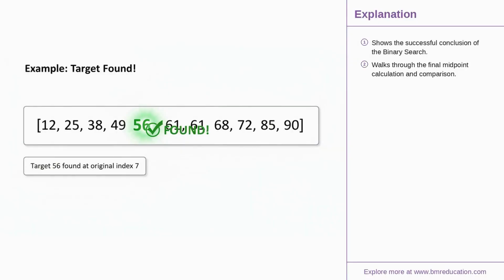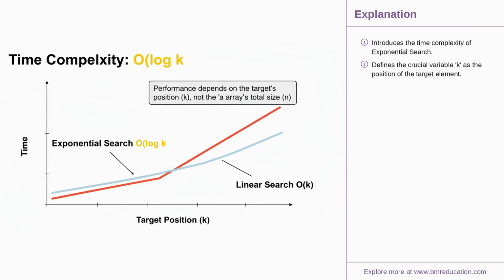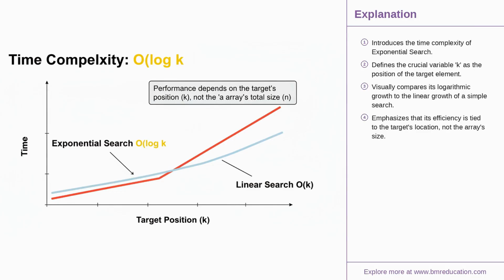In our new, smaller range, we calculate the middle again. (7 + 8) divided by 2 is 7.5, which we truncate to 7. We check array[7], and its value is 56. This matches our target. We have successfully found the element at its original index, 7. So how fast is this two-phase process? The time complexity of exponential search is O(log k), where k is the actual position of the target element.